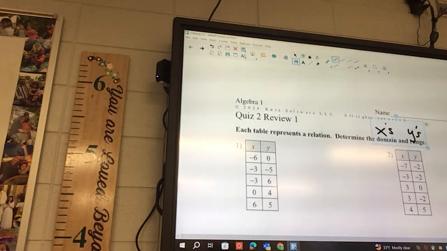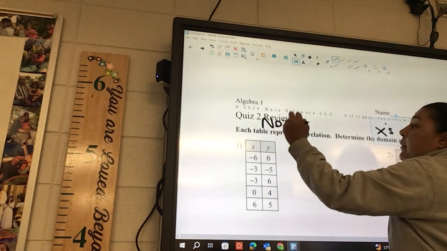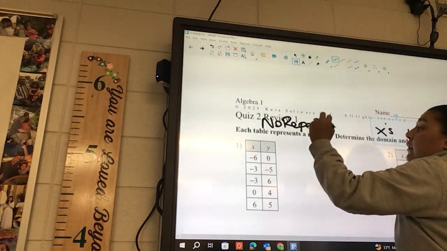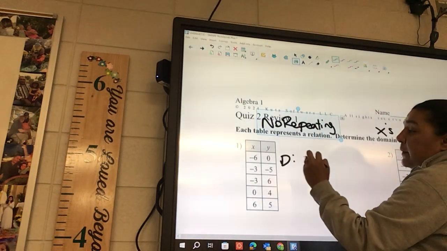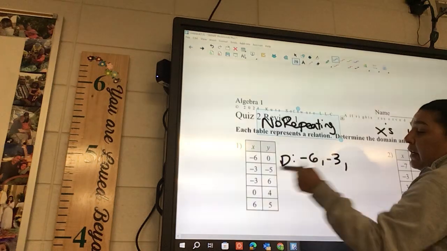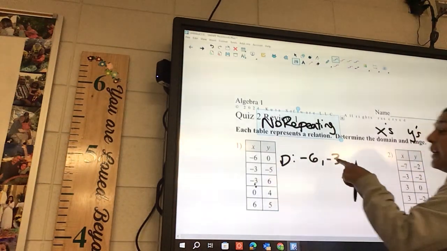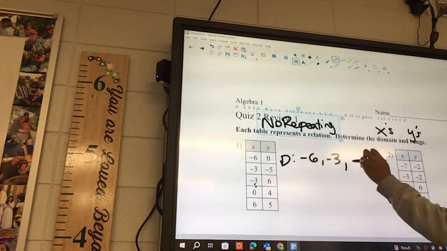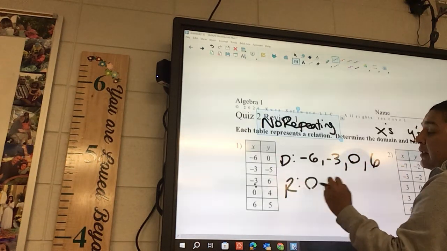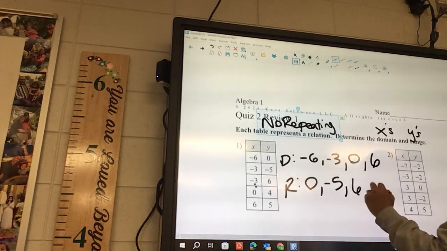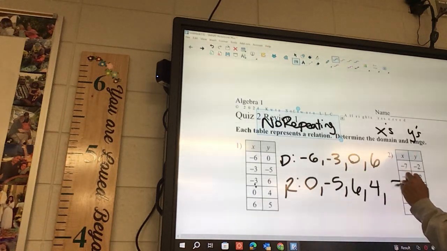And there's one little rule with these. What is it? Remember? Okay, you're not allowed to repeat, so there's no repeating. Okay, so the domain is going to be -6, -3. Again, there's a -3, so we cannot write that down again. That's what we're talking about, no repeating. 0 and 6. The range is going to be 0, -5, 6, 4, and 5.